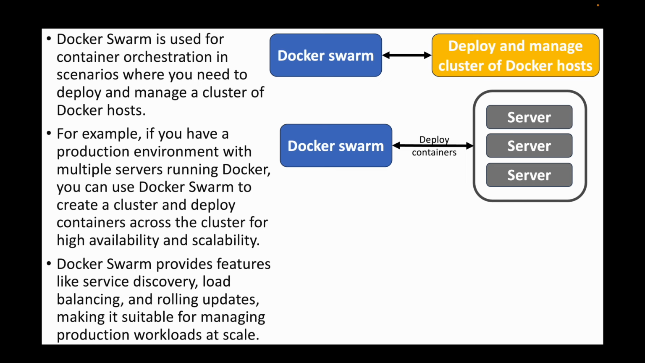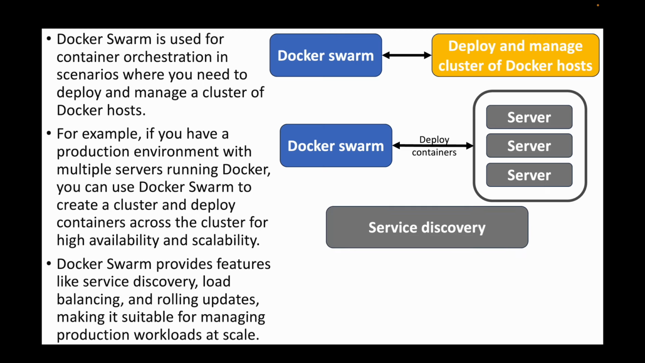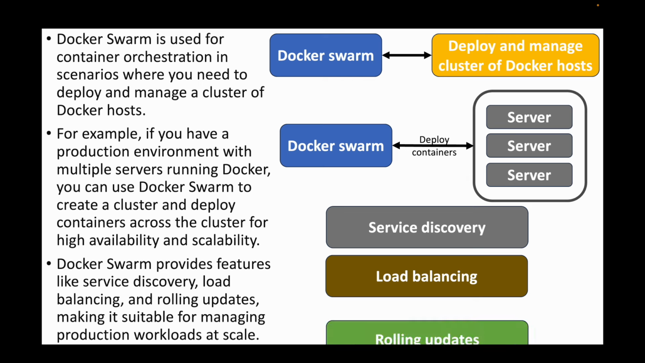Now Docker Swarm also provides you with features of service discovery, load balancing, and rolling updates, which makes it suitable for managing production workload at scale. So whenever we talk about managing multiple machines and running containers across multiple machines in Docker, we can make use of Docker Swarm for that.